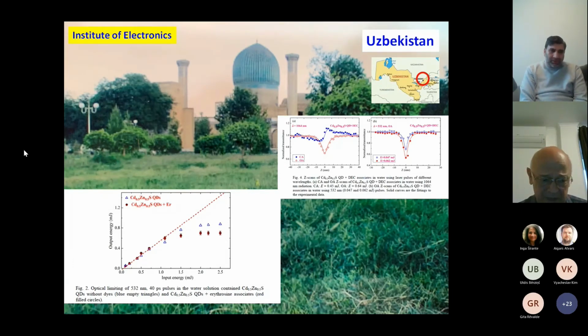We use different quantum dots based on metal sulfides, such as cadmium sulfide, zinc sulfide, and alloyed sulfides. We also analyzed the low-order nonlinear optical properties, like nonlinear refraction. It shows positive nonlinear refraction and two-photon absorption at different wavelengths.